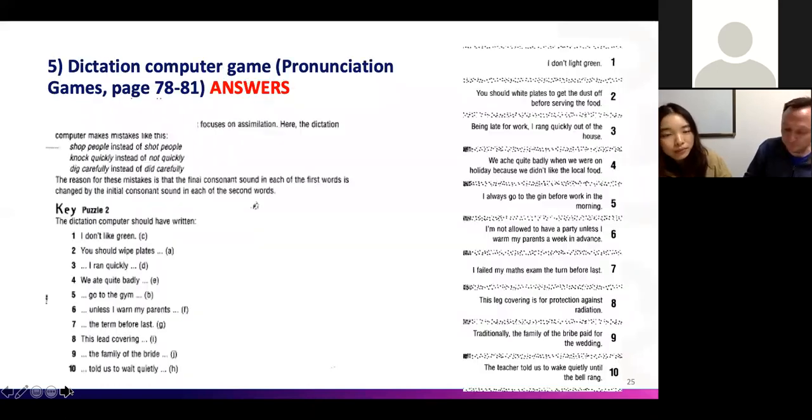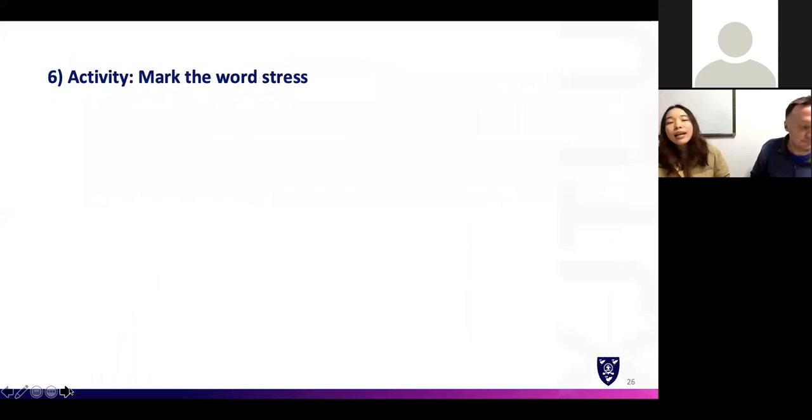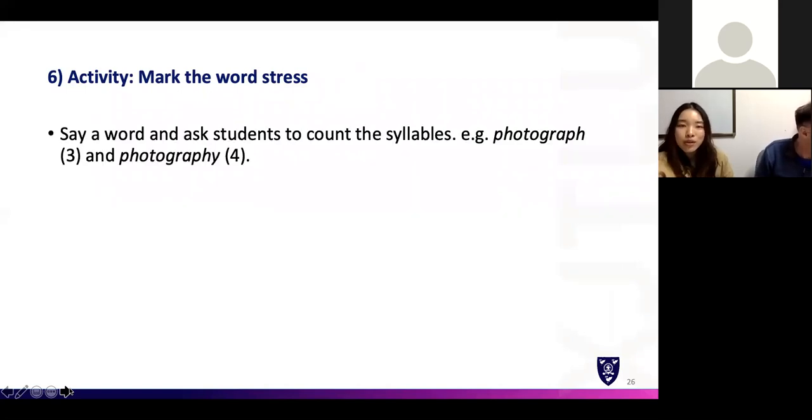The first one was, I don't like green, but of course it should be, I don't like green. The others have similar errors. For example, he said, rang quickly. Of course, it should be ran quickly, and so on. Yeah. Okay. Next, let's have a look at another activity which talks about marking the word stress.